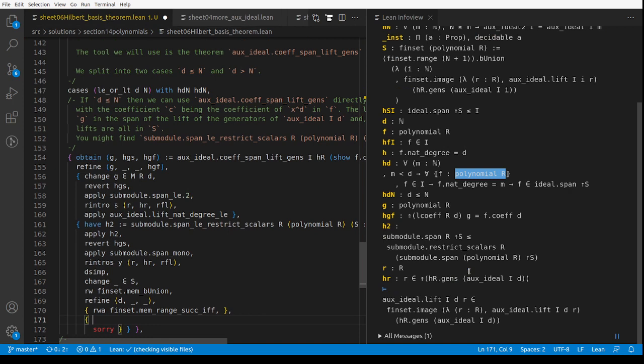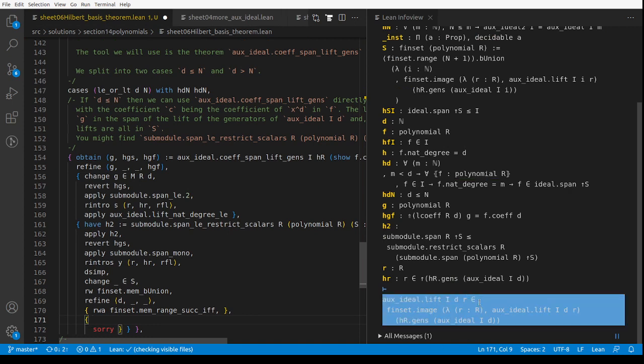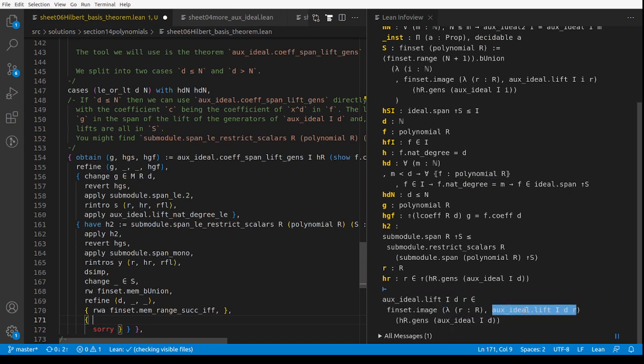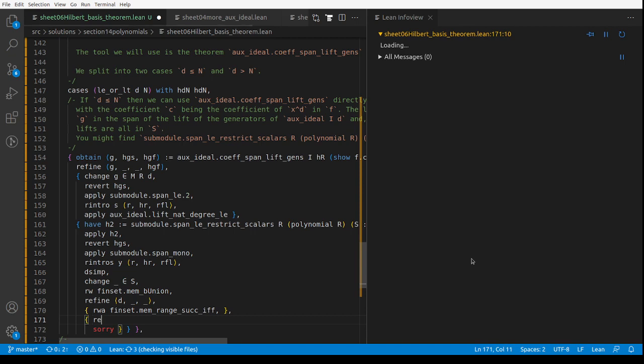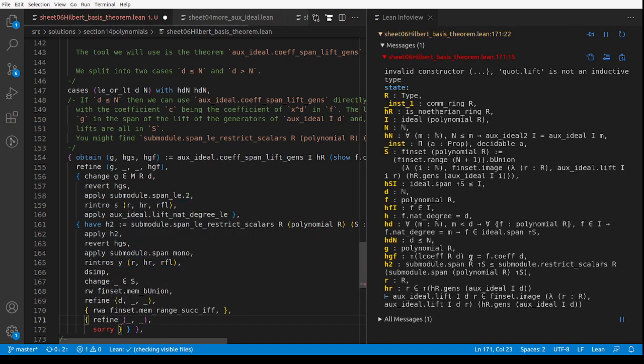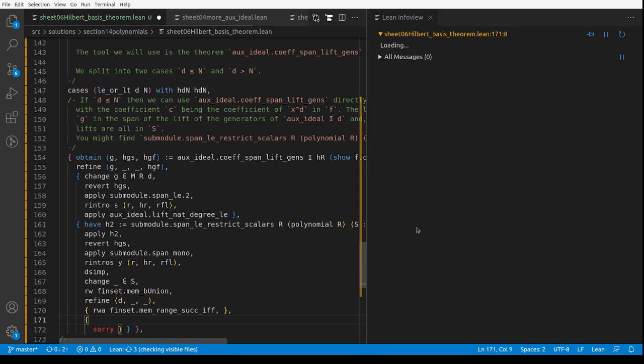Right, last bit. I'm going to prove that this is in the image of that map. Right, so R is in the generators, and I've got to prove that the lift of R is in the image of the lift map of the generators. So my guess is that I can use, can I use something? What's it looking for? Refine underscore underscore. Let's try that. Oh, hard luck. What's my goal then? I thought my goal was A.